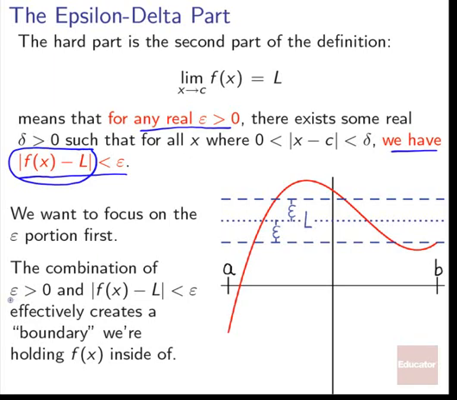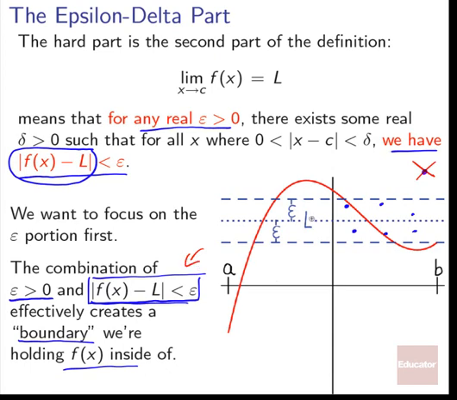Now, that means with the combination of epsilon being greater than 0 and the distance between f of x and L being less than epsilon, we're saying there's this boundary around L. The maximum distance f of x can be from L, right? The distance between f of x and L has to be less than epsilon, meaning that our f of x has to be within epsilon distance of L. So we effectively create a boundary that we hold f of x inside of. Whatever our f of x winds up being, it has to be somewhere inside of this boundary. If it is outside of the boundary, like this, that is not allowed because it would fail to be within epsilon distance of L.